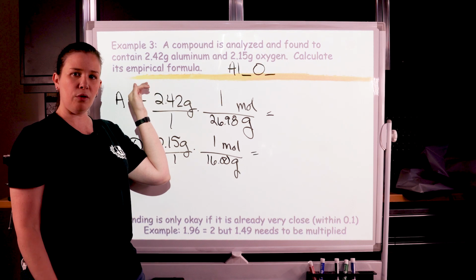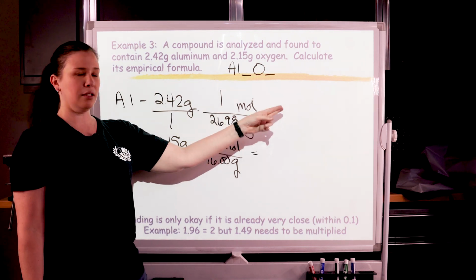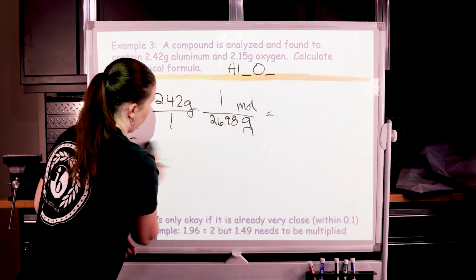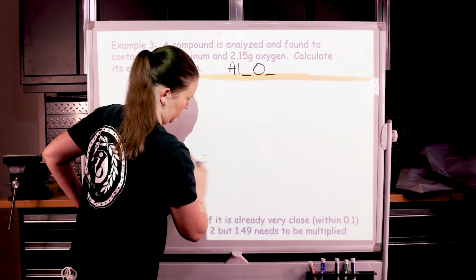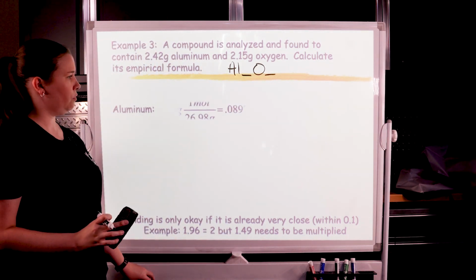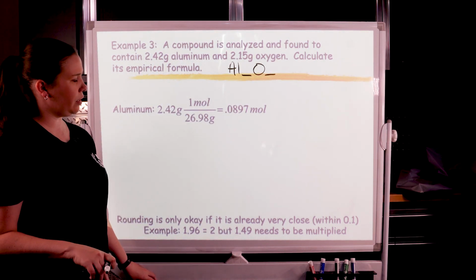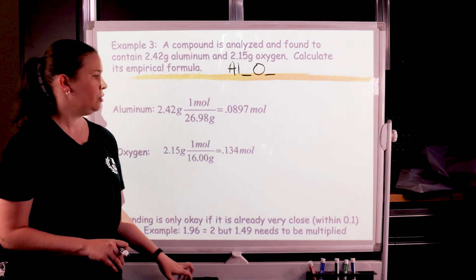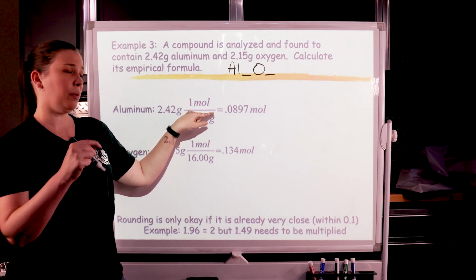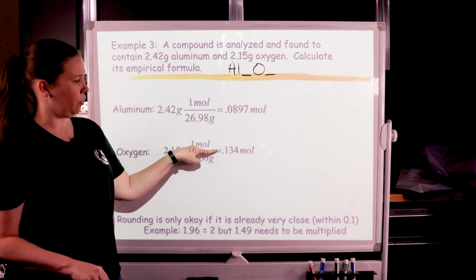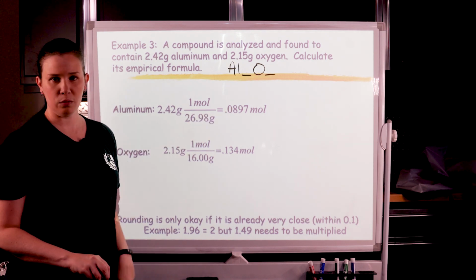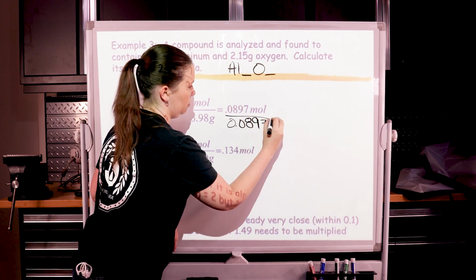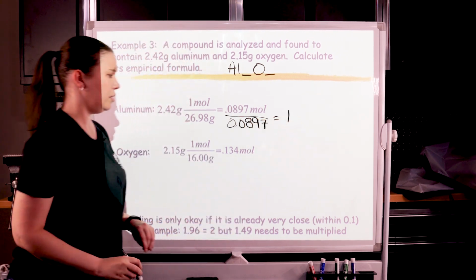So if I take the given grams and divide it by the molar mass, that's going to get me the moles of each atom. Then I can compare them. So let's see what we get for that. For aluminum, it's 0.0897 moles, and for oxygen, it's 0.134 moles. So which is smaller? Now we want to divide by the smallest. 0.0897 or 0.134? 0.08 would be smaller. So I'm going to divide by the smallest. So the one that's divided by itself ends up being 1.